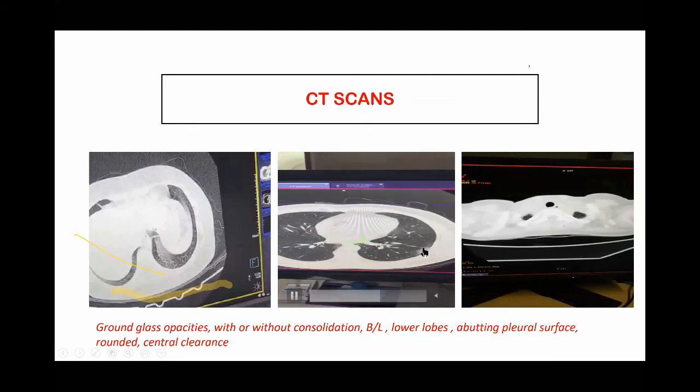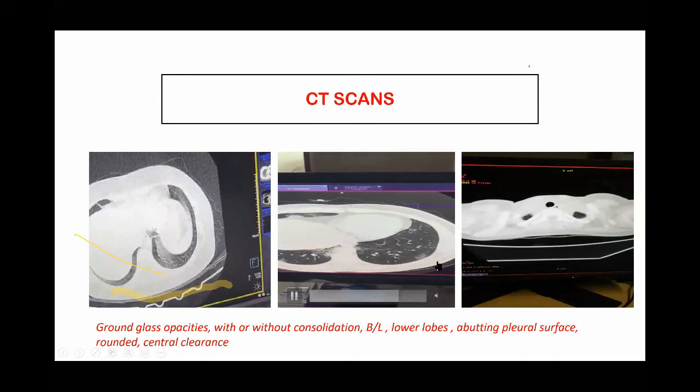Started getting some peripheral opacity. The early stages where you start peripheral opacity.